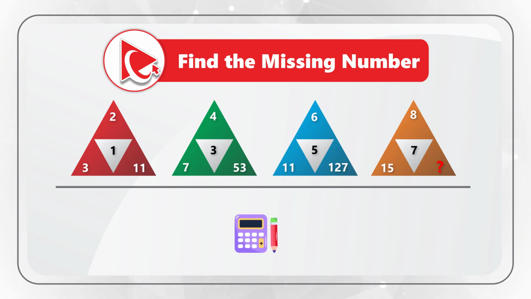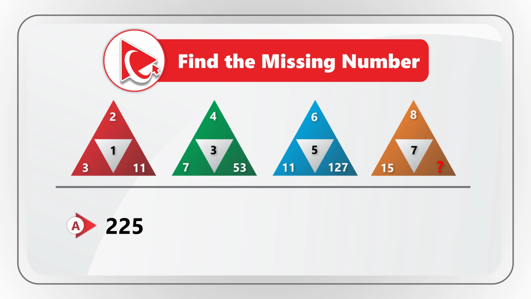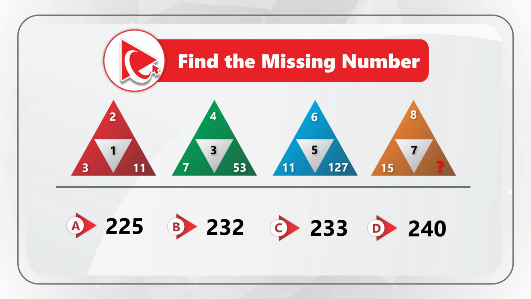One tip for you is that you do not need to guess the number, but rather you need to calculate it. And you need to select the calculated number out of four different choices. Choice A, 225. Choice B, 232. Choice C, 233. And then last but not least, choice D, 240. Take a close look to see if you can solve this challenge.